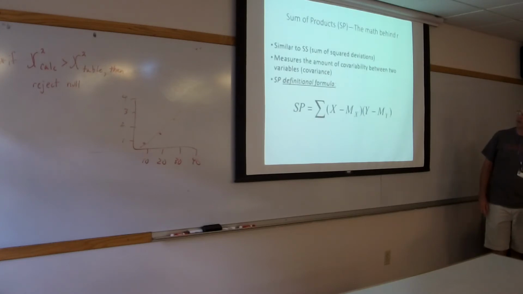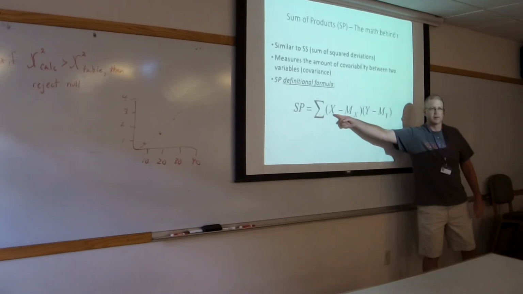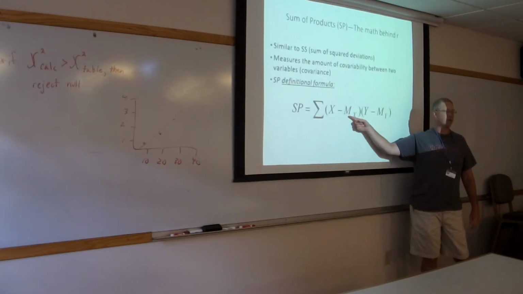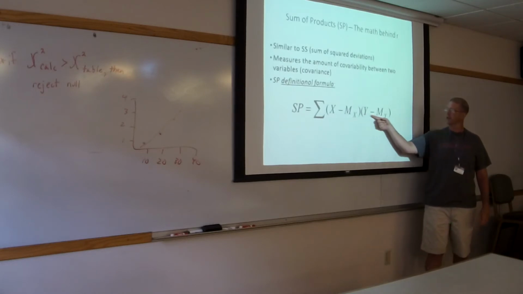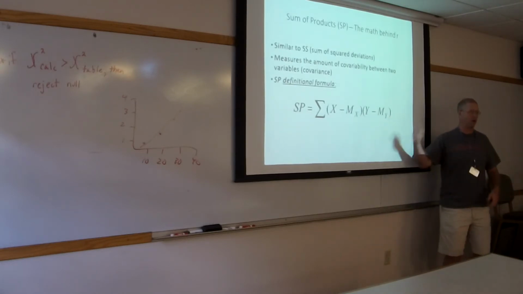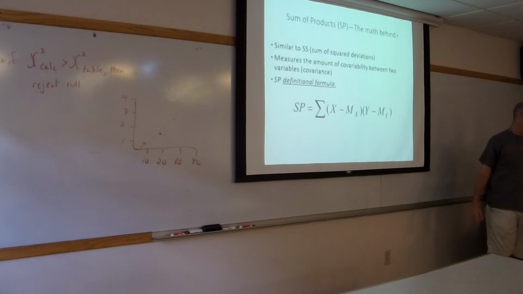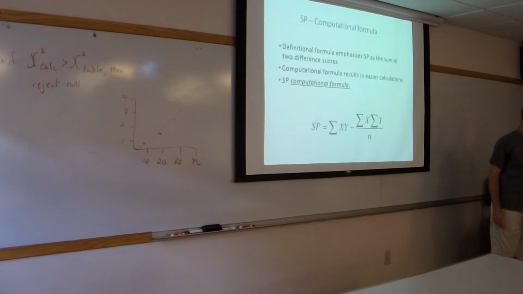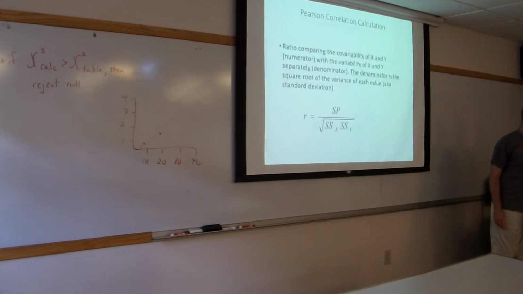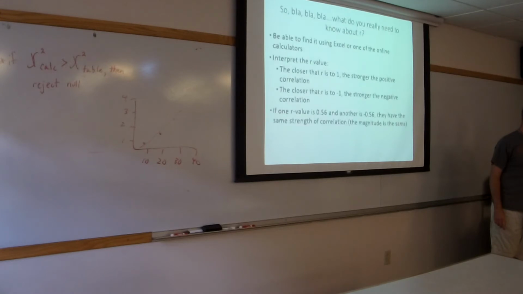You don't need to know this formula. You recognize it: the x value minus the average of the x's, the y value minus the average of the y's, for all the values. That's what Excel does. That's why we don't do it by hand. Okay? I'm going to skip right through that. Boom. Don't even look at it. Okay.